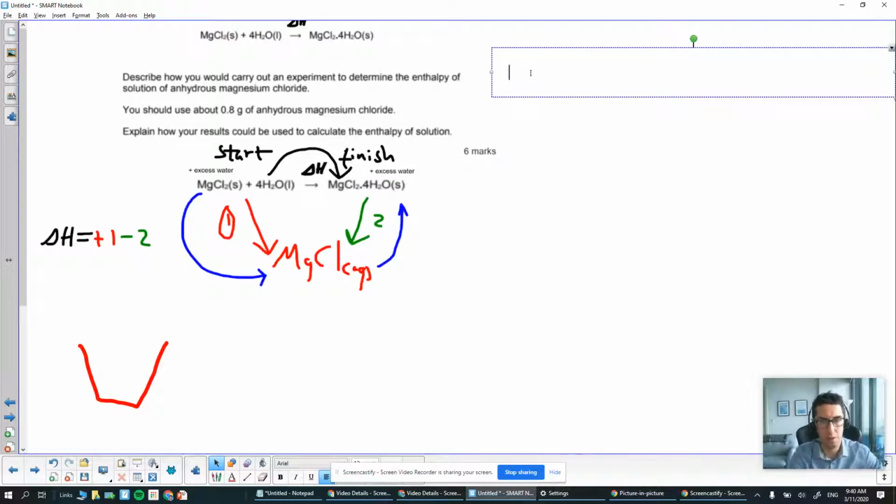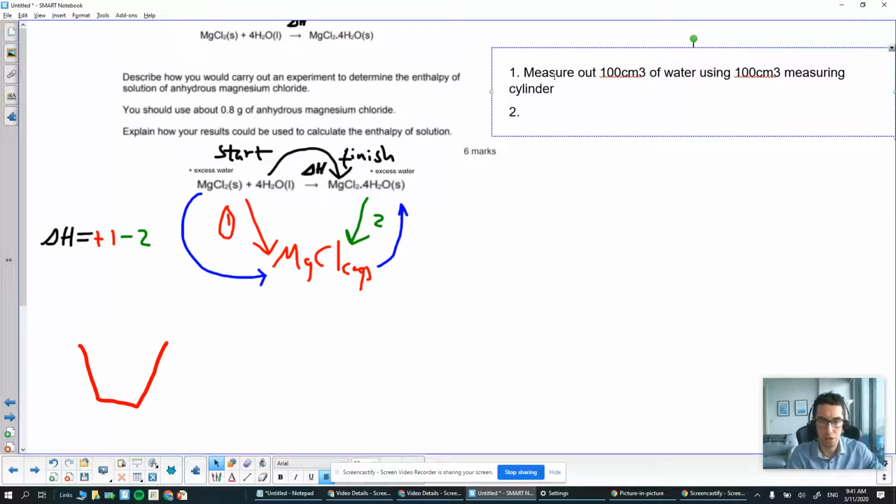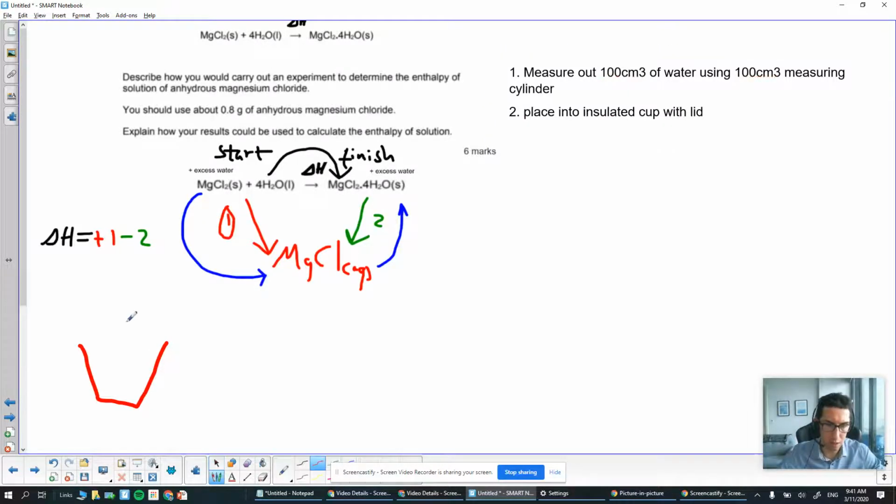Okay, so how do we get all the marks? Explaining the method. So the method for this experiment would be that you need to measure out the excess water. So I imagine that about 100 cm cubed would probably do. Measure out 100 cm cubed of water. Must state what you're using: 100 cm cubed measuring cylinder should work. Okay, 2. What do we need to do next? We need to place it into an insulated cup with a lid. Okay, so that's over here.